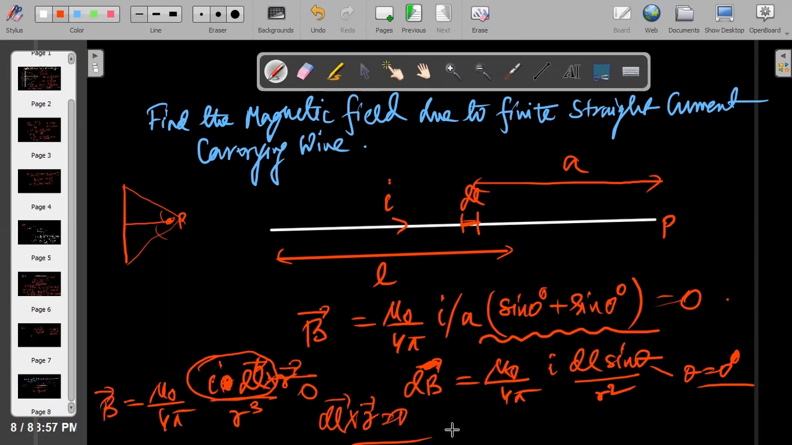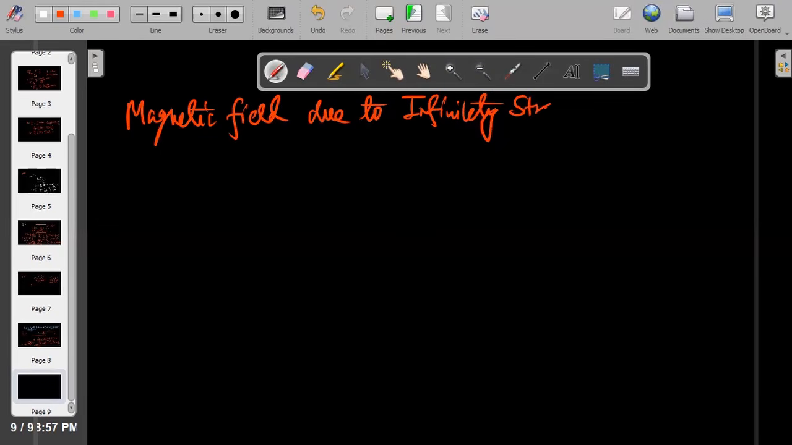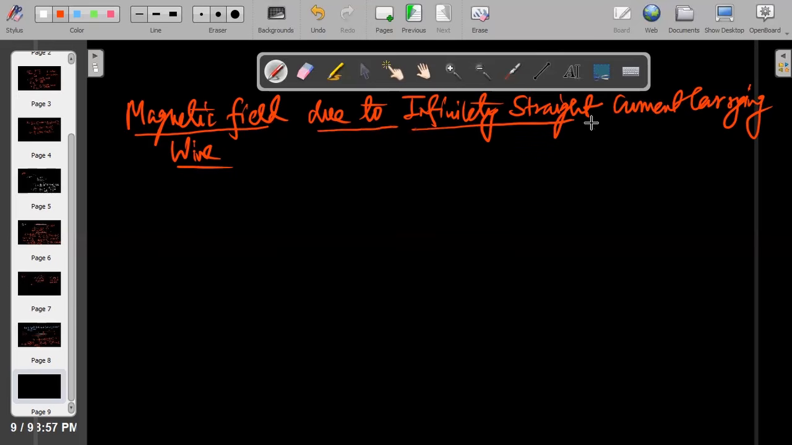Please remember that. Now another case. Find the magnetic field due to an infinitely long straight current carrying wire. In the previous example it was a finite length, and now we need to deal with an infinite length.